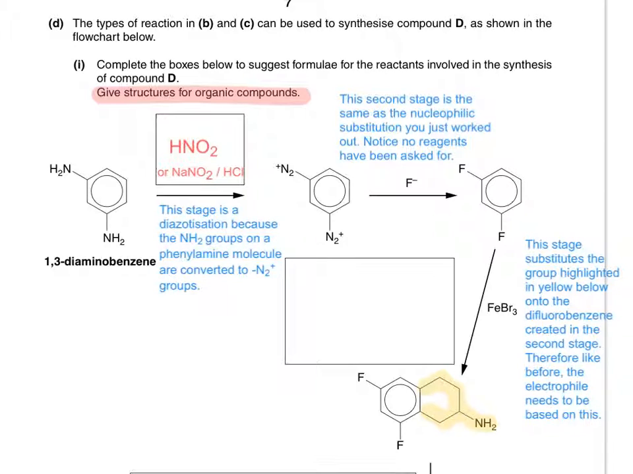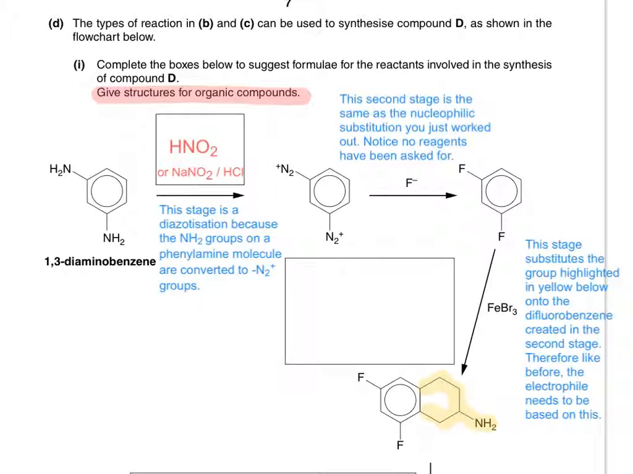Now the bit where almost everybody misunderstood, apart from one person, I think, out of the scripts that I looked at at least, is the conversion of the 1,3-difluorobenzene into the structure at the bottom of the screen. So you'll notice that what I've done is I've highlighted in yellow the actual group that goes onto the benzene ring. So it's almost like a hand, isn't it?